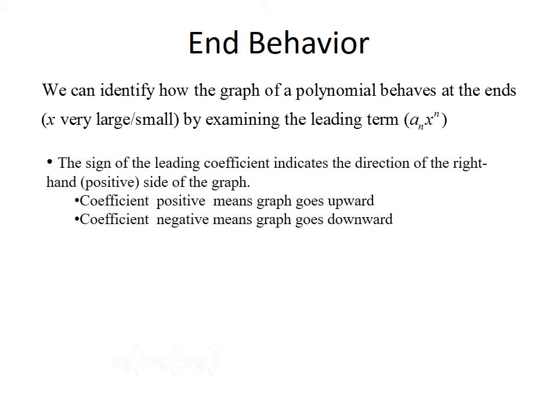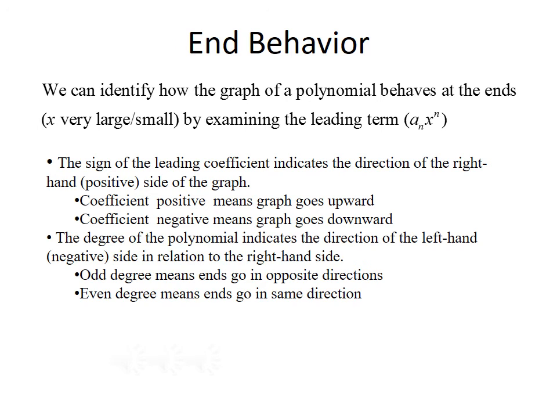If the coefficient is positive, that means the graph will go upward on the right-hand side. If the coefficient is negative, that means the graph will go downward on the right-hand side. So first look at the sign and use that to determine what happens on the right-hand side of the graph. Then look at the degree of the polynomial, and that will indicate the direction of the left-hand side in relation to the right-hand side. So basically this means that we'll look at what happened on the right and then use the degree to determine what happens on the left.